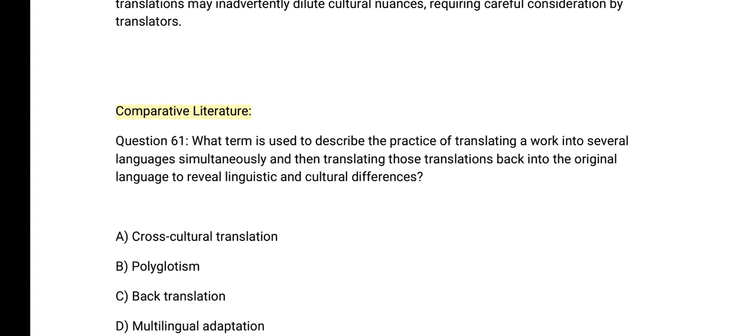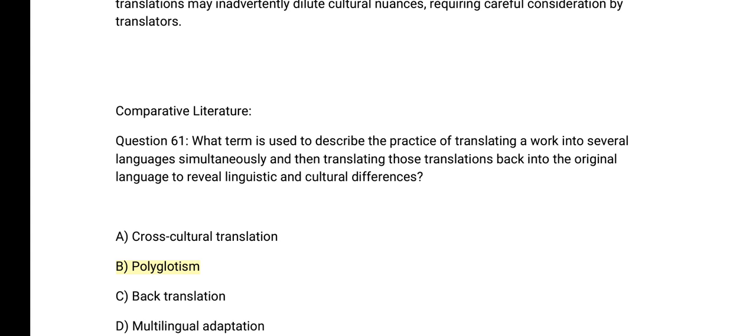Comparative literature. Question 61. What term is used to describe the practice of translating a work into several languages simultaneously and then translating those translations back into the original language to reveal linguistic and cultural differences? A. Cross-cultural translation. B. Polyglotism. C. Back translation. D. Multilingual adaptation. Answer. C. Back translation.